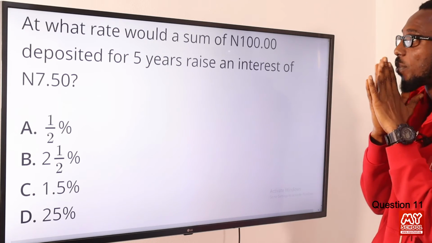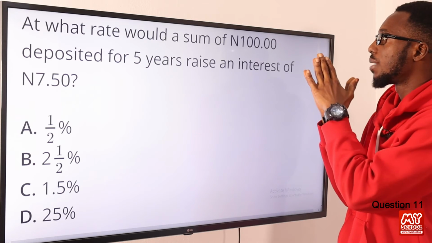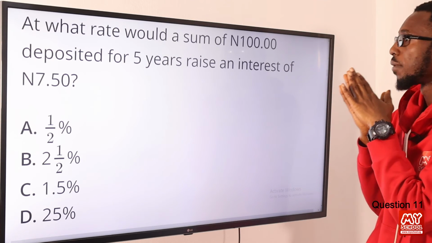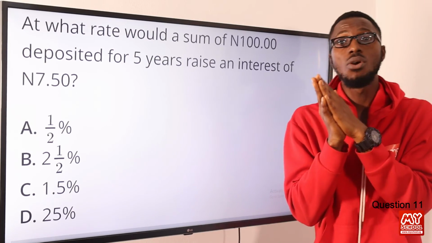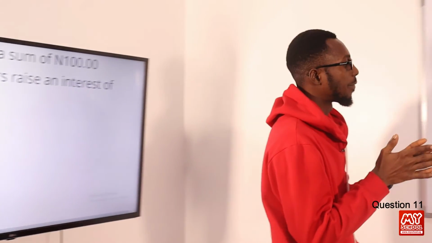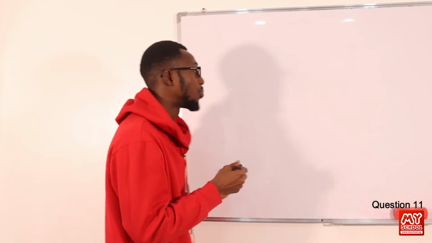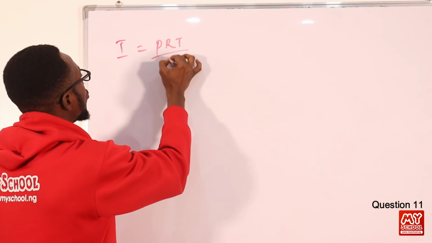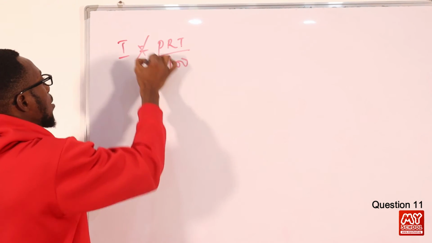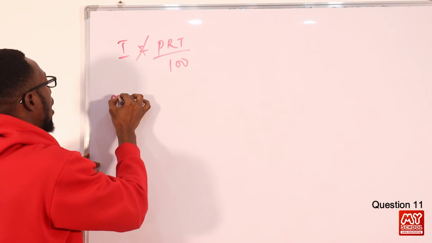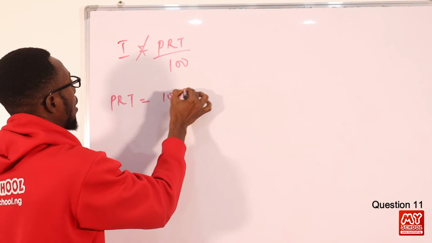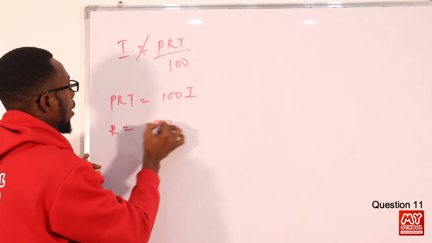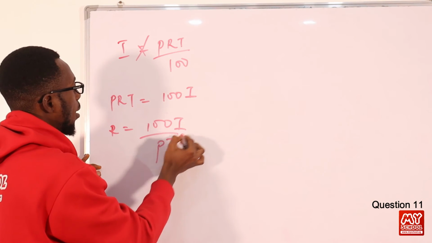So I have, at what rate would a sum of 100 naira deposited for 5 years raise an interest of 7.50 naira? All right, so 7.5. So we just use this formula, right? Simple interest, I equals PRT over 100. So we are looking for rate, right? So we cross multiply, that is PRT equals 100I. So that means R equals 100I over PT.